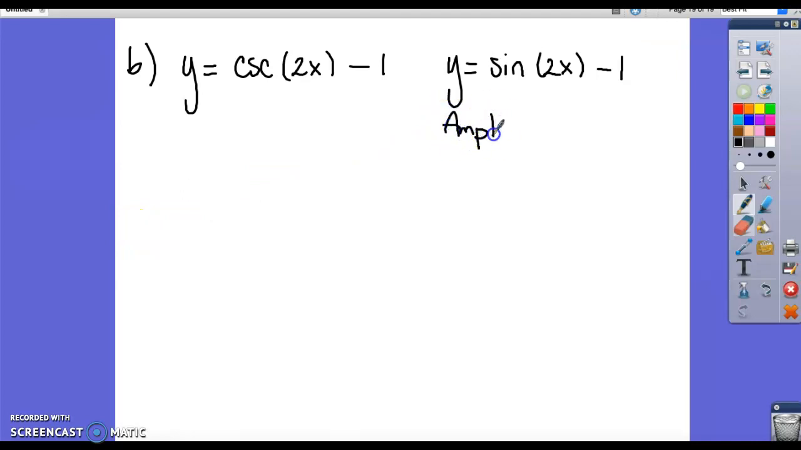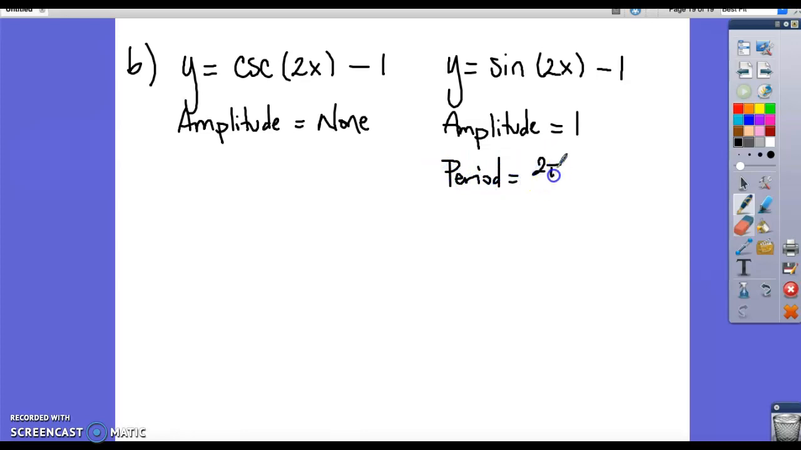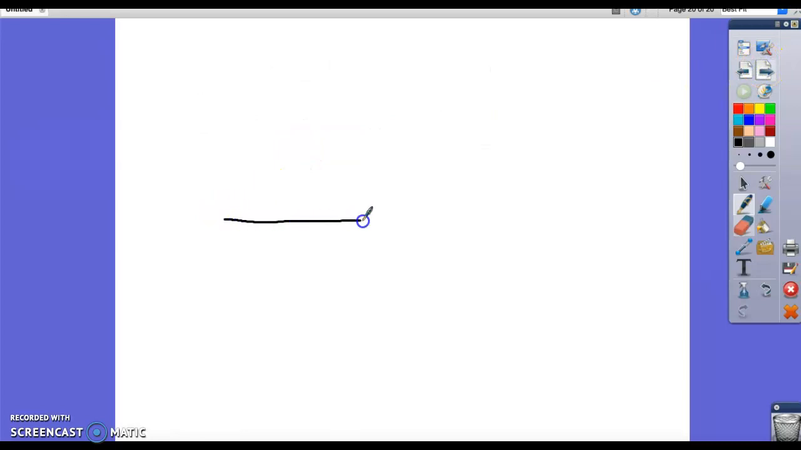Okay, so this function has an amplitude of 1. Okay, cosecant does not have an amplitude. It has a period of 2 pi over 2, so a period of pi. There's no phase shift in here, which is nice. There is a vertical translation though. So let's lay this out. I don't have a phase shift. My period is pi, which means I'm going to graph from negative pi to positive pi.